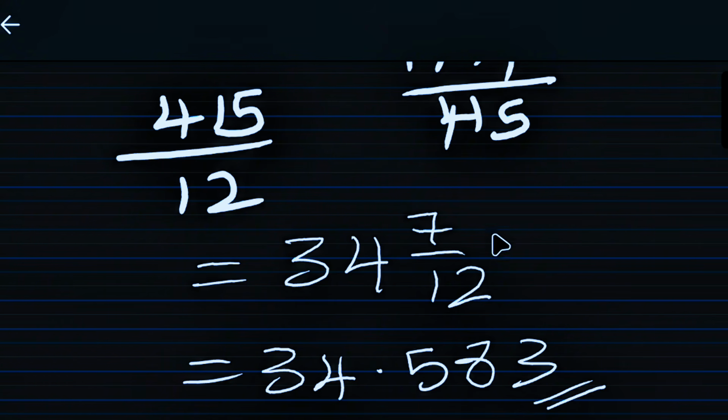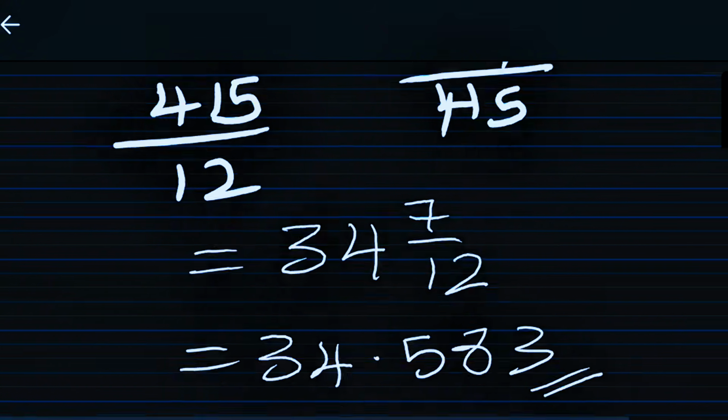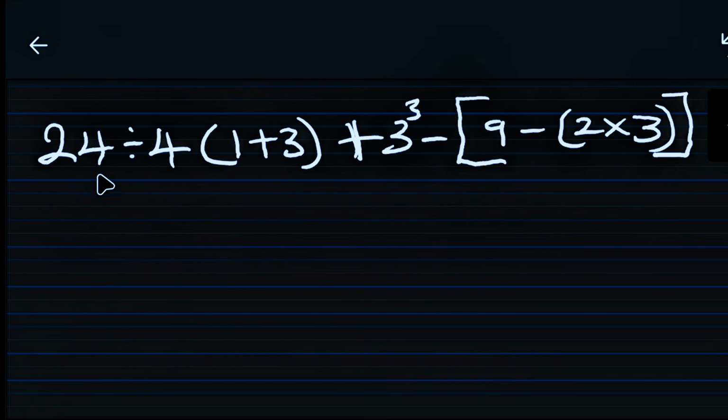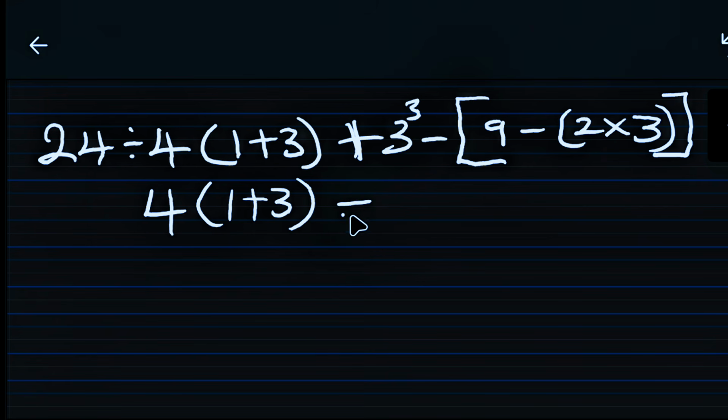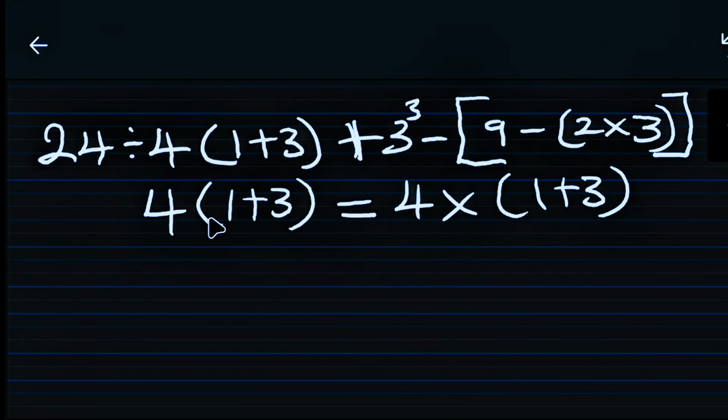Now let's look into one more question together. In this given expression, 24 divided by 4 in parentheses 1 plus 3, cubed, minus, in open square bracket, 9 minus, in parentheses, 2 multiplied by 3, then close square bracket. Now there is something I want to clarify, okay? When you have 4 in parentheses 1 plus 3, now this is equal to 4 multiplied by the parentheses 1 plus 3, okay? Now this will give you the same result.